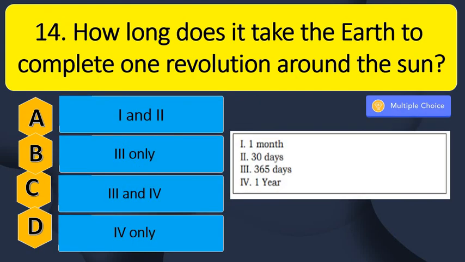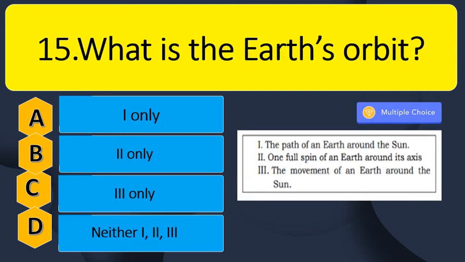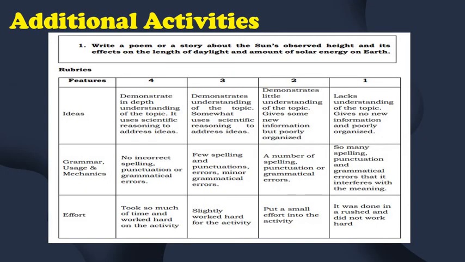Number 14. How long does it take the Earth to complete one revolution around the Sun? Correct. It is 365 days or simply 1 year. It's letter C. Number 15. What is the Earth's orbit? It is the path of the Earth around the Sun. It's letter A, 1 only. Congratulations to those who got it right.